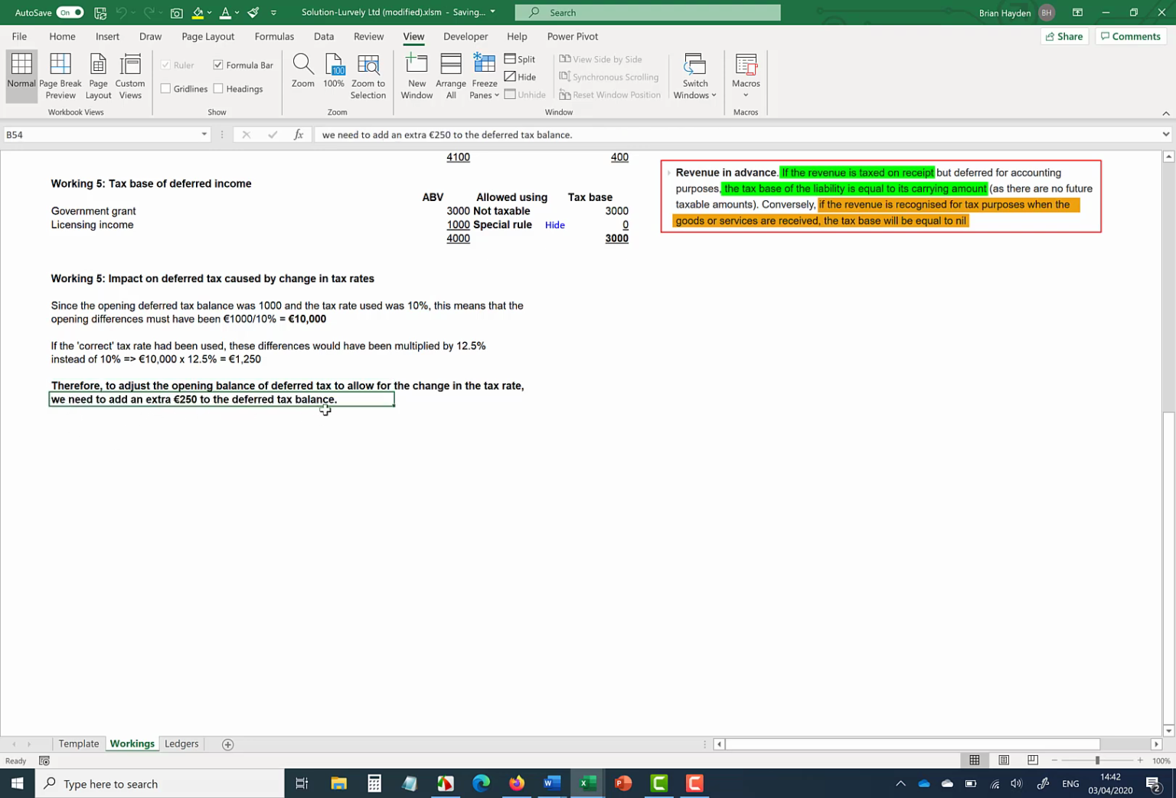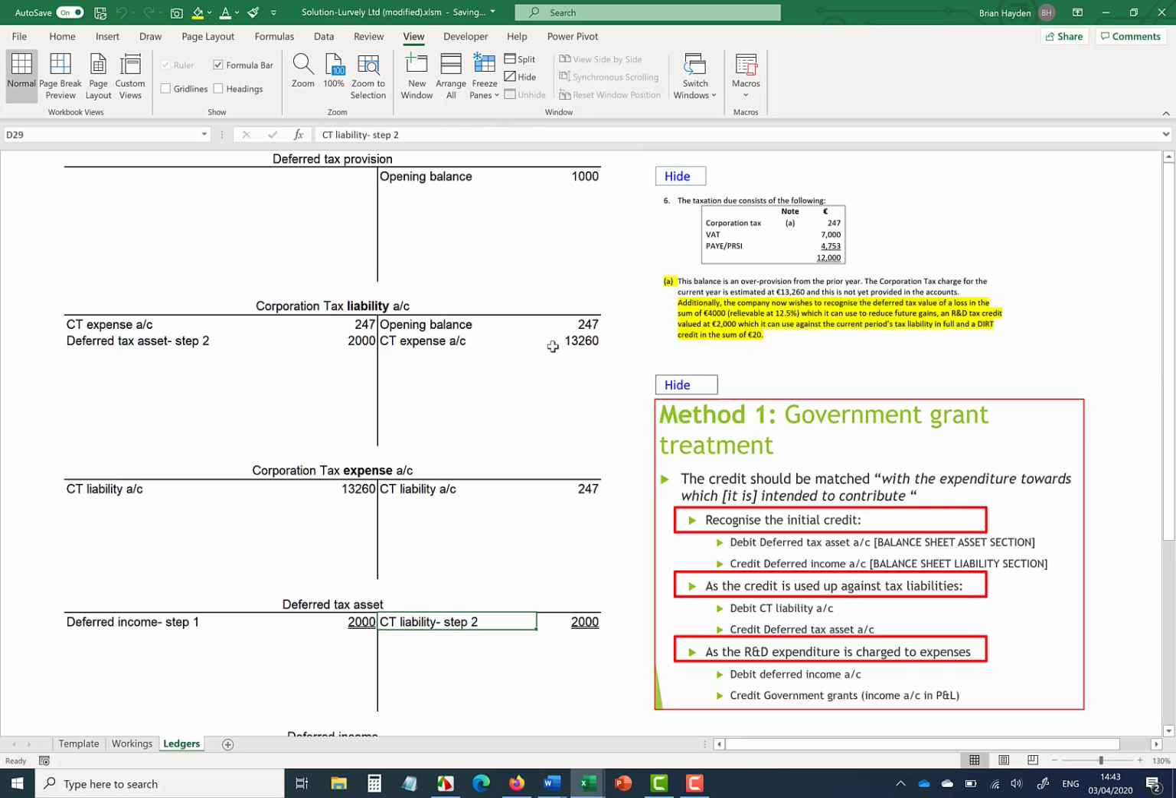So we have an extra €250 of a liability on the deferred tax account, and we need to reflect this time round. We're going to have to increase deferred tax, credit deferred tax with €250 and debit tax expense with €250. So going back to my ledgers, increase deferred tax with €250 and debit tax expense with €250. So that's the impact of the change in tax rates.